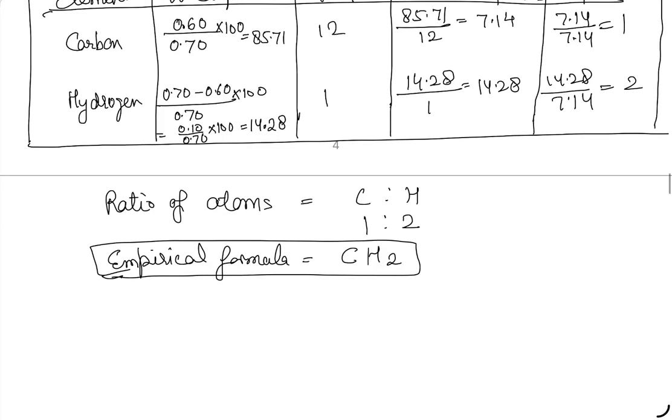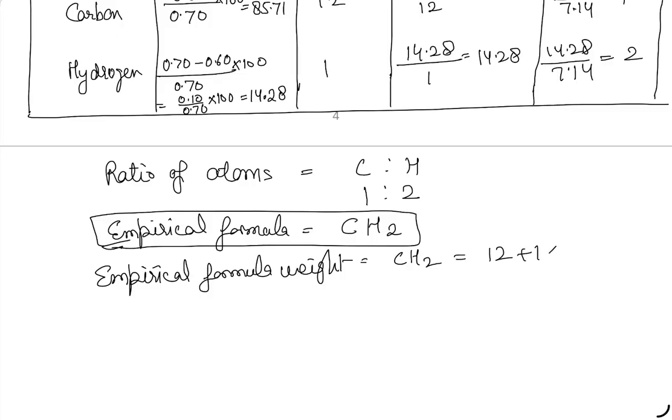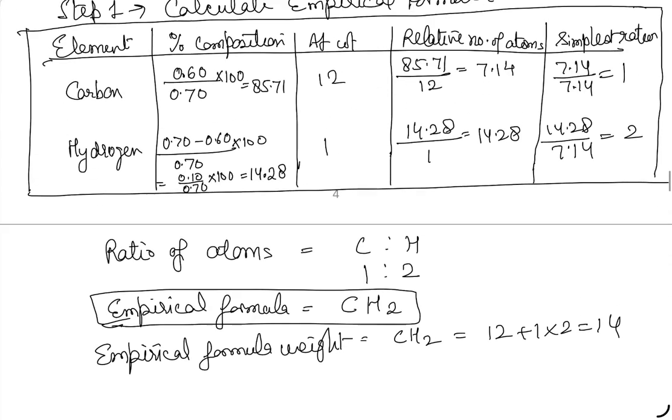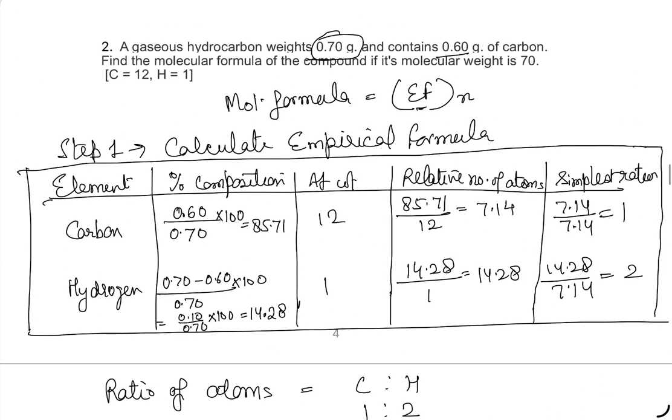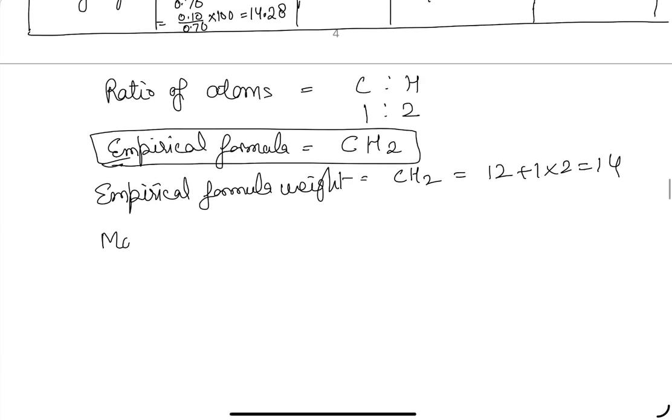So this is the first answer of this question, because this formula we are going to use to calculate the molecular formula. So before we go to calculate the molecular formula, next step we have to calculate the empirical formula weight, which is basically the weight of CH2. So if we do 12 plus 1 into 2, it will give 14. Now molecular weight we have to calculate. They have given already the weight here, so we have to find out the molecular formula. So what is given here, you will write it. Molecular weight which is given here is 70.